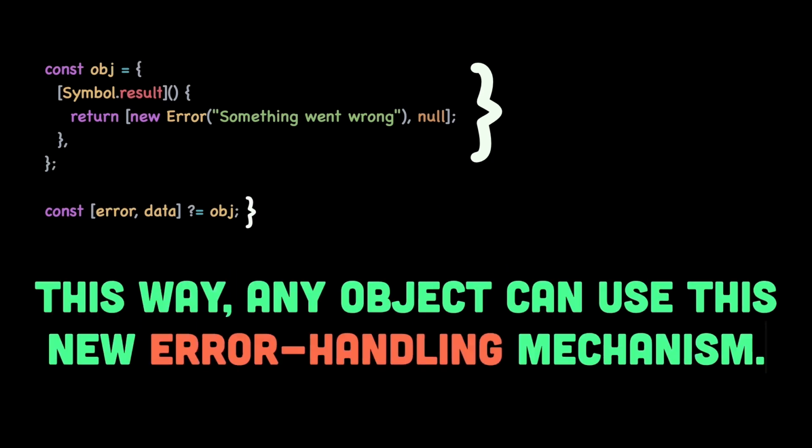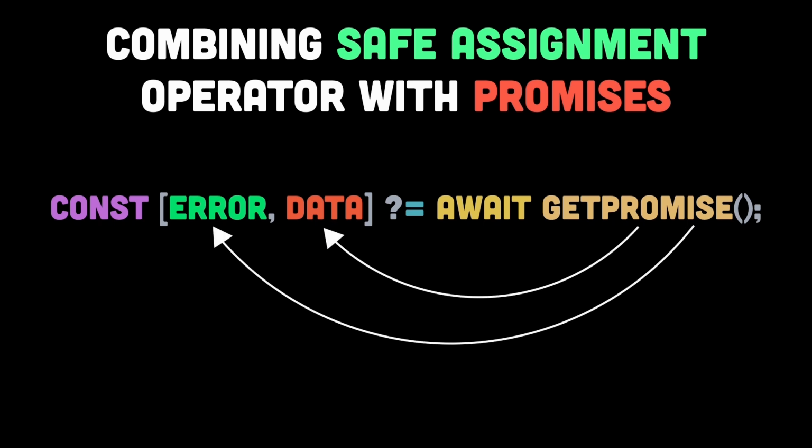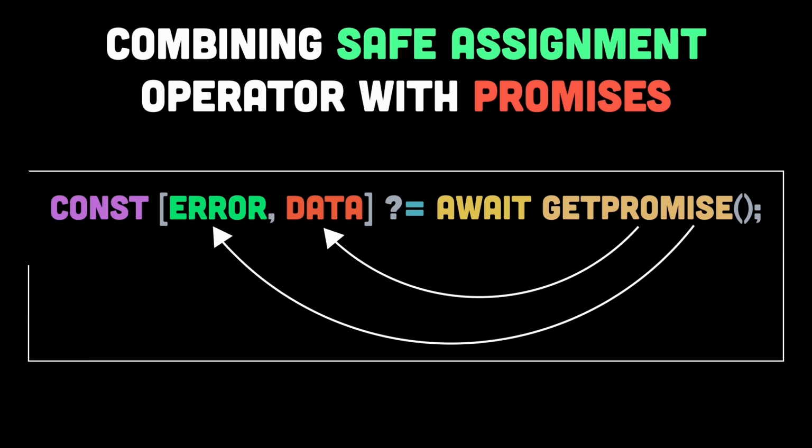Now lastly, what about combining the safe assignment operator with promises? Well, good news. The safe assignment operator works perfectly with async functions and promises. You can combine await and the safe assignment operator without any issues. This helps reduce a lot of repetitive error handling code. For example, here, if the promise throws an error, it's automatically assigned to the error variable. No need for a separate .catch block.